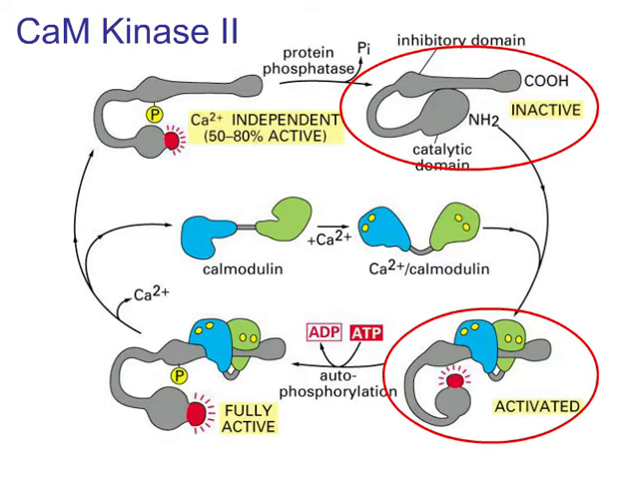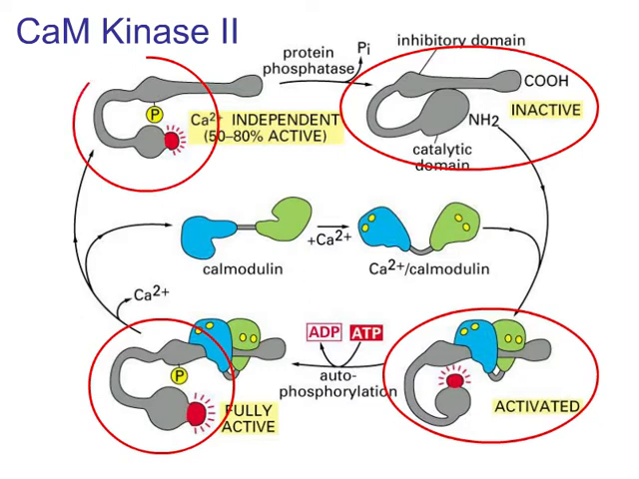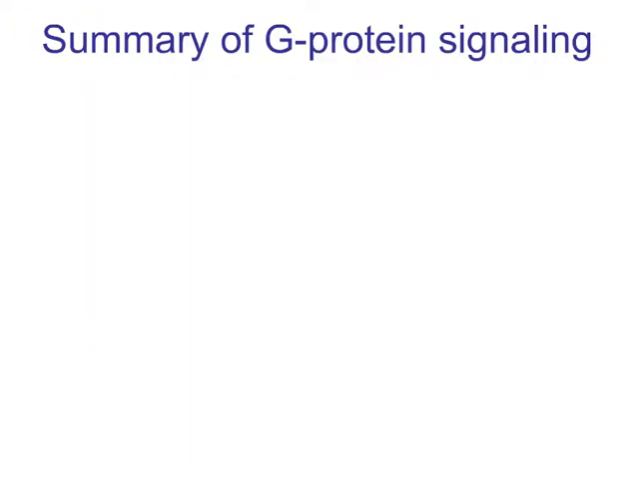When calcium levels fall, calmodulin dissociates from the activated CaM kinase 2. However, the CaM kinase 2 remains active as long as the serine is phosphorylated in the inhibitory domain. Eventually, protein phosphatases reverse the phosphorylation and CaM kinase 2 reverts back to its inactive form.